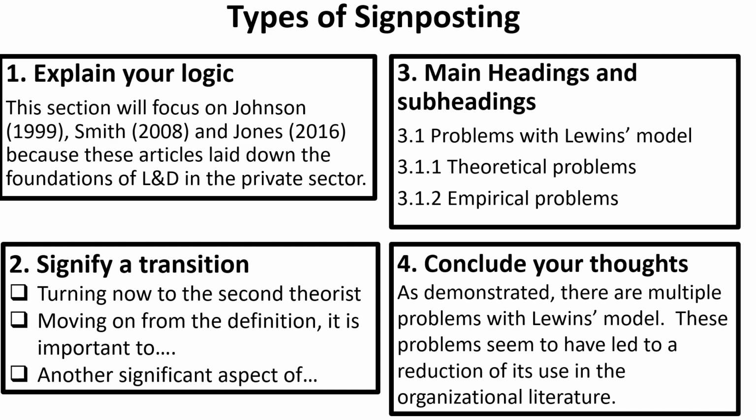There are multiple problems with Lewin's model. These problems seem to have led to a reduction of its use in the organizational literature. You are free to make a statement like this because you have done the reading. Now you can give a verdict on this body of literature that you have just discussed. Always good to conclude each major section. Let the marker know your thoughts.